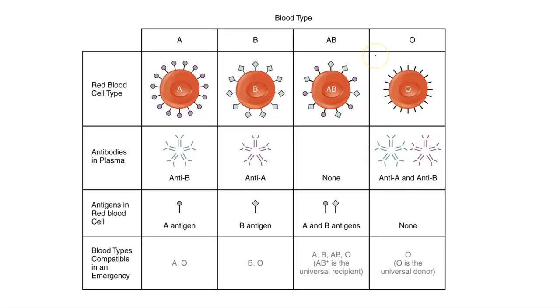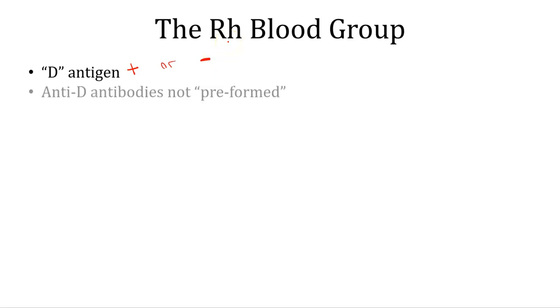All right, now there's another layer to this, and that is the Rh factor, the Rh antigen. This is also known as the D antigen, and it is what makes your blood positive or negative. Some blood types have, in addition, the Rh antigen, or the D antigen, and other blood groups do not.